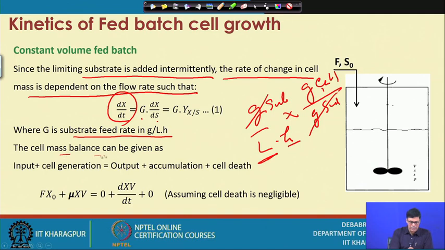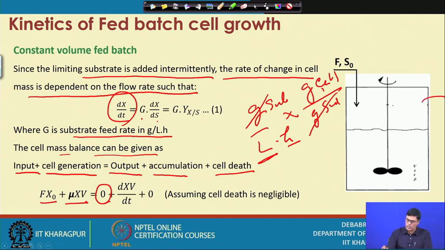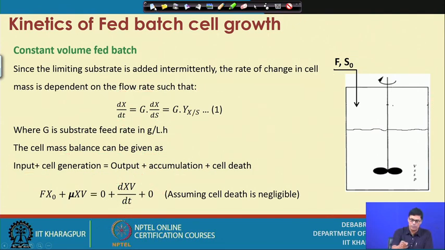Now, the cell mass balance can be written as we have already shown this several times. The rate of input plus cell generation equals the rate of output, accumulation and cell death. Now, here we can write F into X0, as we have shown before. Then this is the rate of cell mass growth, the output is 0, no output here, and this is the accumulation of the cells, and we assume no cell death. Then we can write this equation in this form.